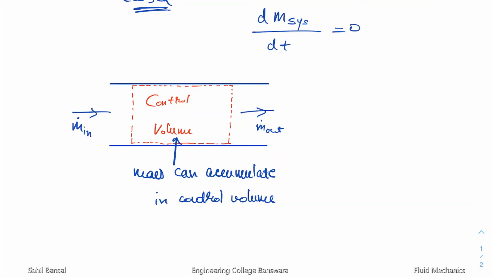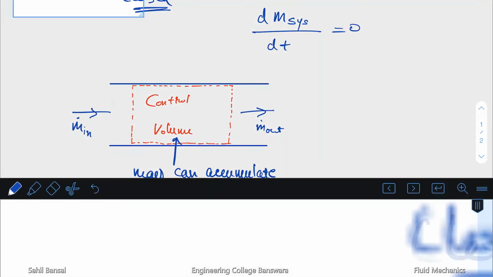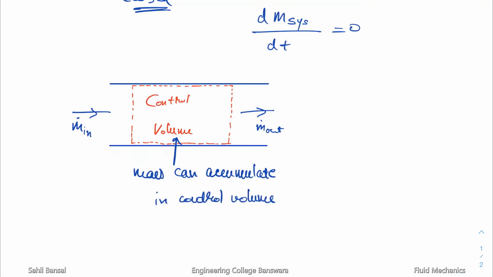So let's say I assume here that the mass is getting accumulated in control volume. What's the rate of accumulation of mass? Let's say mass is increasing in control volume with time. I can write that thing as d of mass of control volume with time. Rate of change of mass of control volume with respect to time will be equal to mass flow rate going in minus mass flow rate going out.